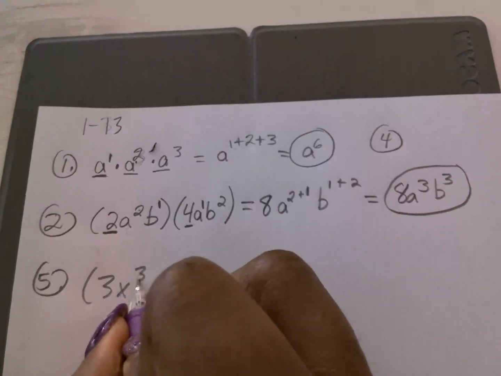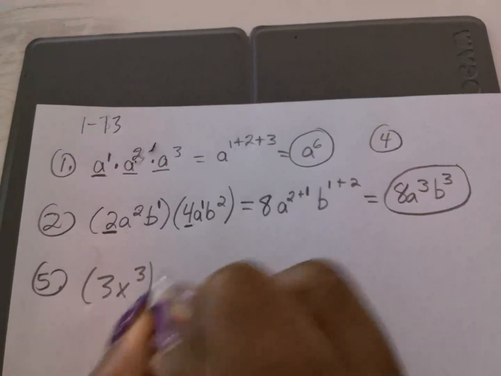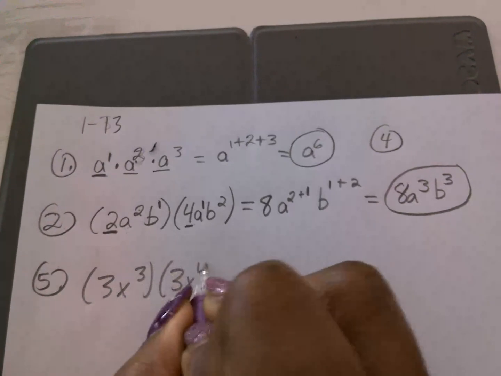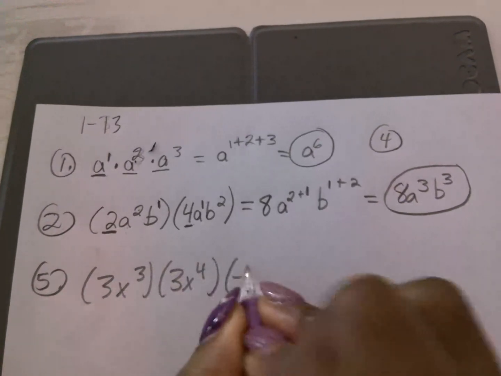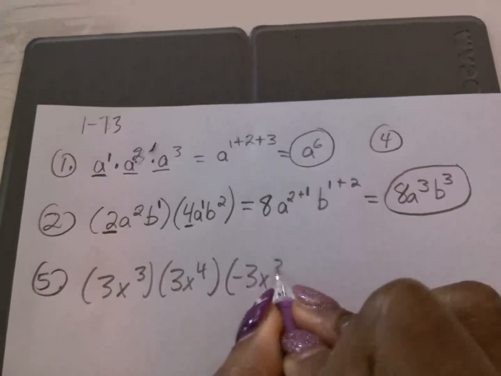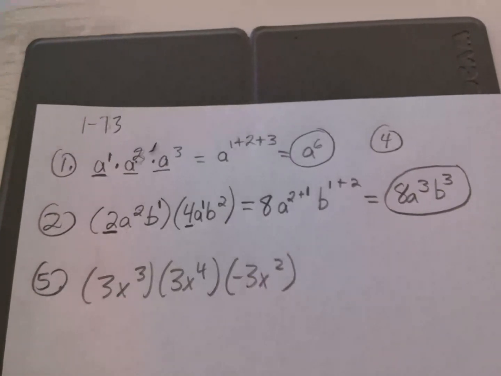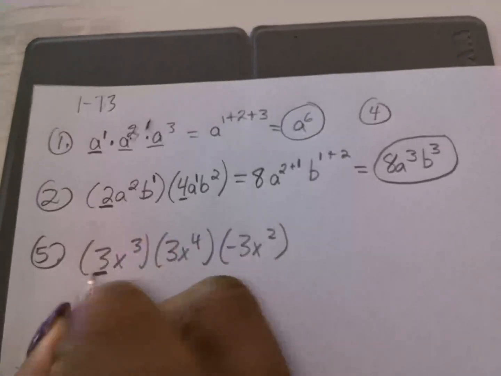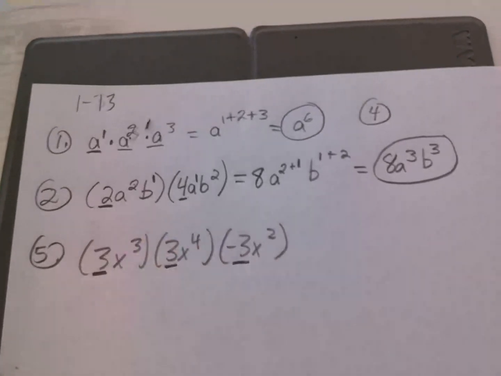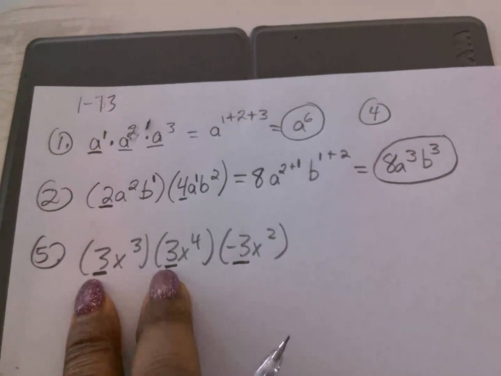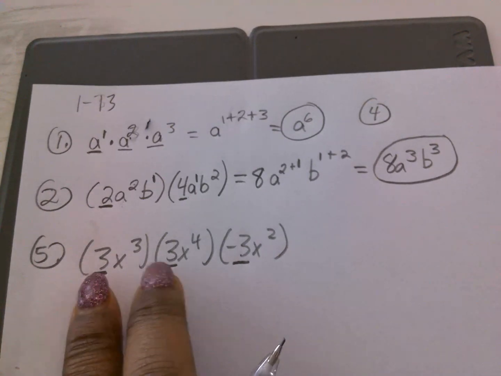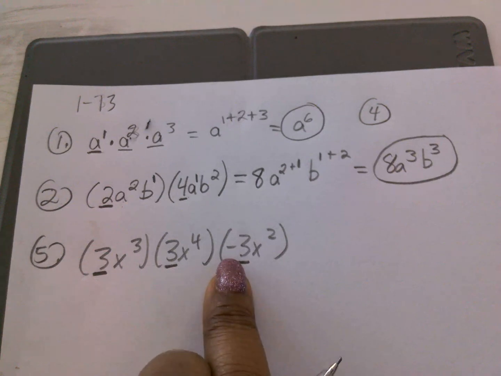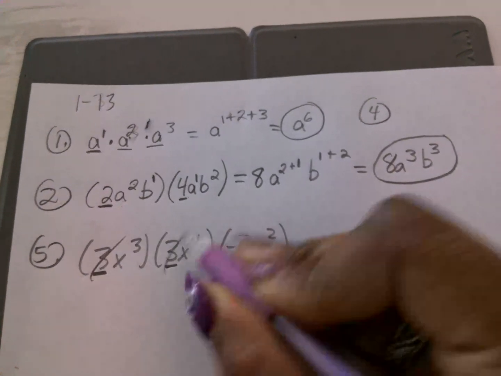Number 5, we have 3x to the third times 3x to the fourth times negative 3x to the second. The first thing you're going to do is multiply all of the coefficients together: 3, 3, and negative 3. Let's do 2 at a time. What is 3 times 3? 9. What is 9 times a negative 3? Negative 27. Okay.